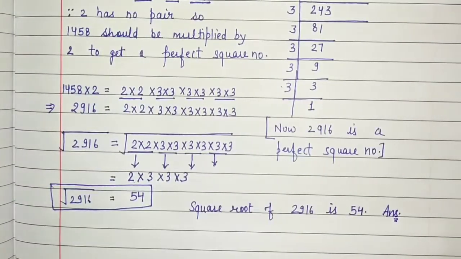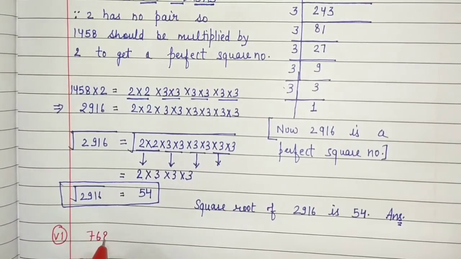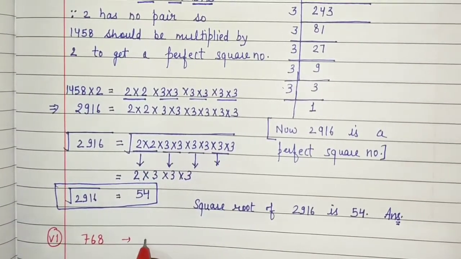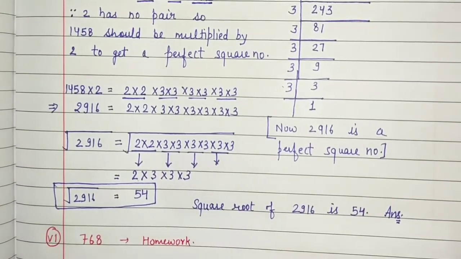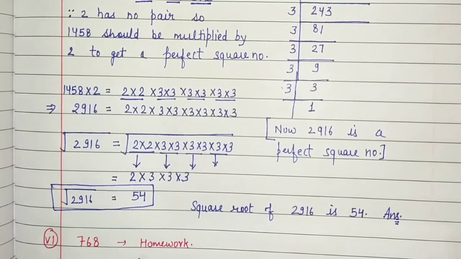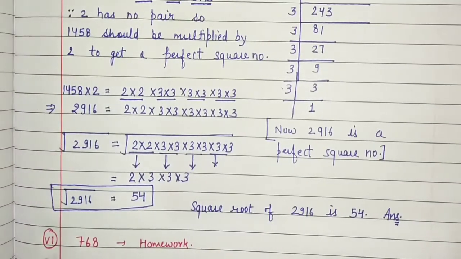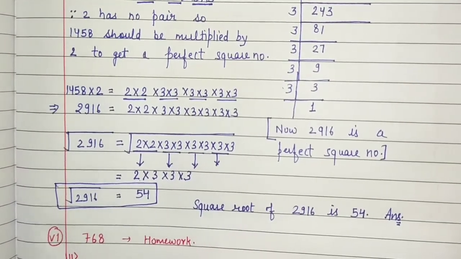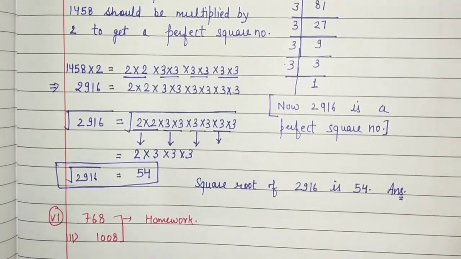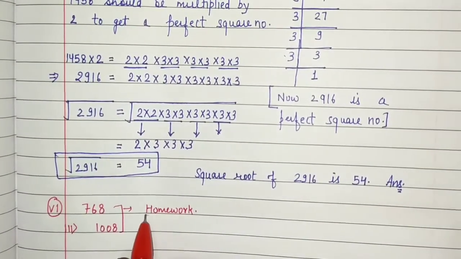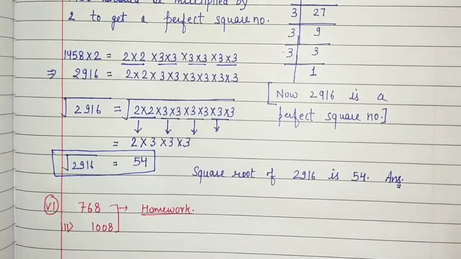Okay, now the sixth part is 768. You can try yourself, this is your homework. Okay, so only two parts are homework, the sixth part and the third part. The third part is 1008. Both the parts are homework. Okay, now move to question number 6.